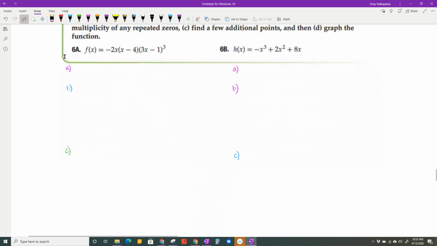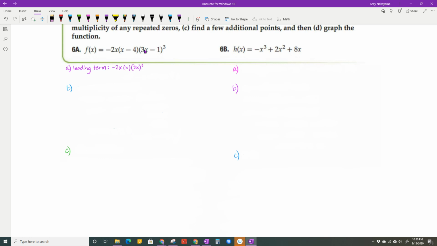Okay, so first off, f of x equals negative 2x times the quantity of x minus 4 times the quantity of 3x minus 1 cubed. So the first thing I have is the leading term. And the leading term you get by multiplying the first terms together. So this negative 2x times 3x, but that 3x is actually cubed. So it looks like that.